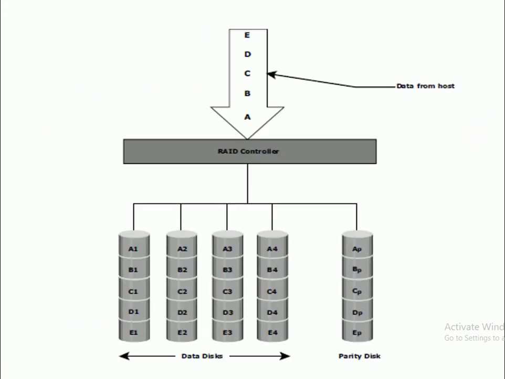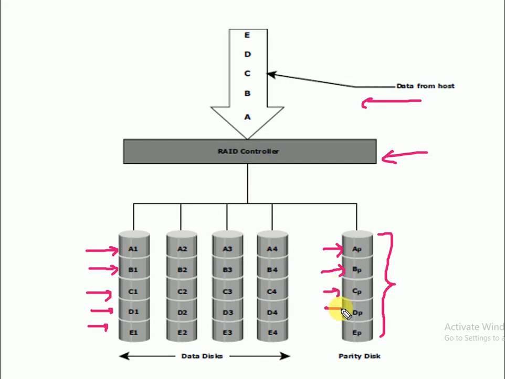So this is the example. This is the host that provides the data. ABCD data is being provided, a RAID controller. So here you can see that this is exactly similar to the RAID 0. Portions of each of the elements are stored as stripes in each of the disk drives. Plus additionally we are having a parity disk, an exclusive disk drive that is used to store the parity information of each of the elements.